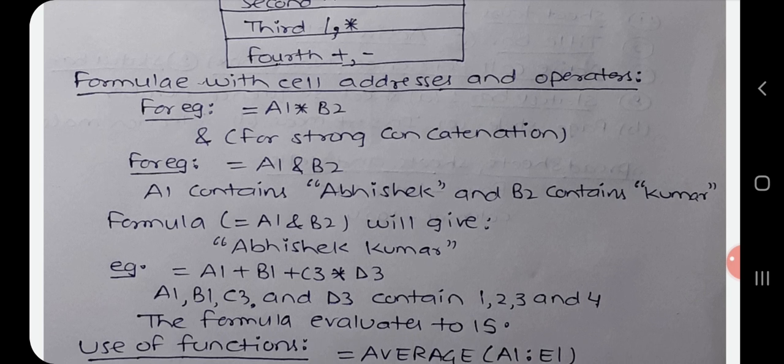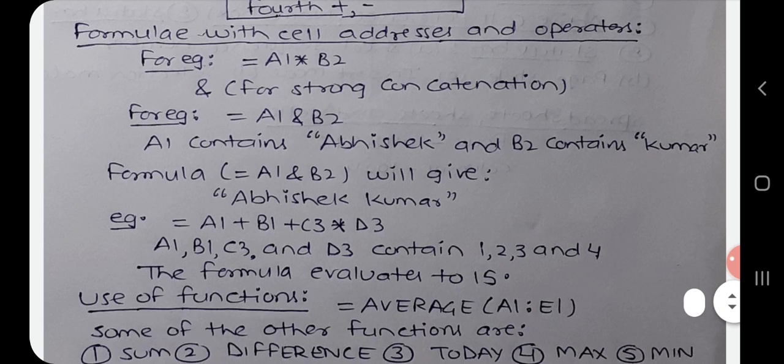Let's take another example: equal to A1 plus B1 plus C1 multiplied by D1, and the values of A1, B1, C1 and D1 are 1, 2, 3 and 4. The formula evaluates to 15. Like this, C1 value is 3 and D1 value is 4. 3 multiplied by 4 is equivalent to 12, and A1 value is 1, B1 value is 2, so 1 plus 2 plus 12. So the result is 15.